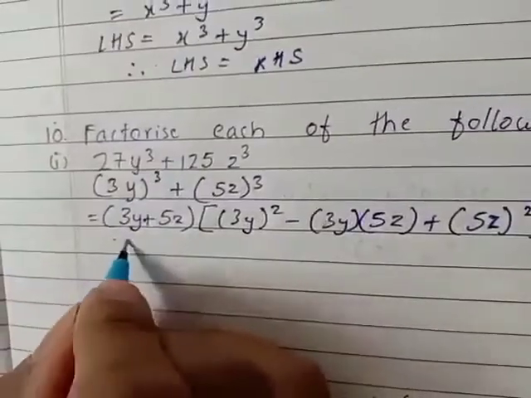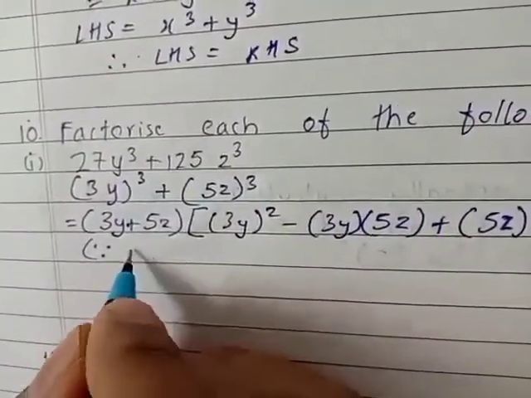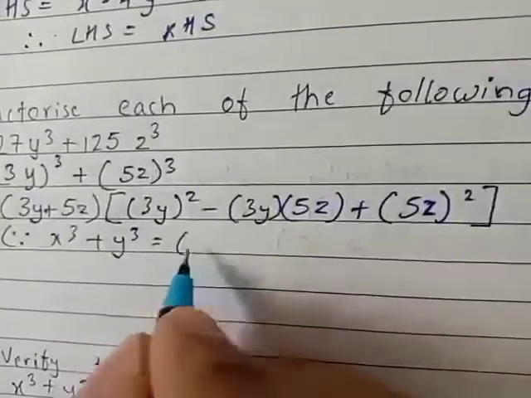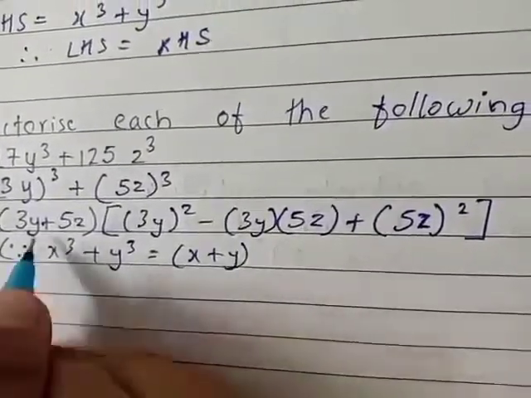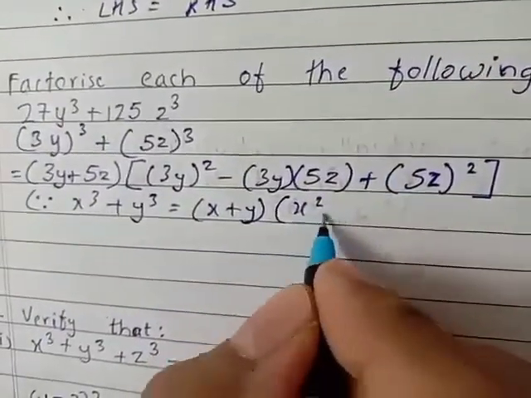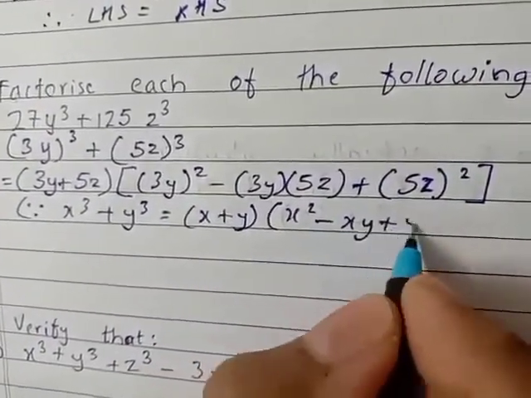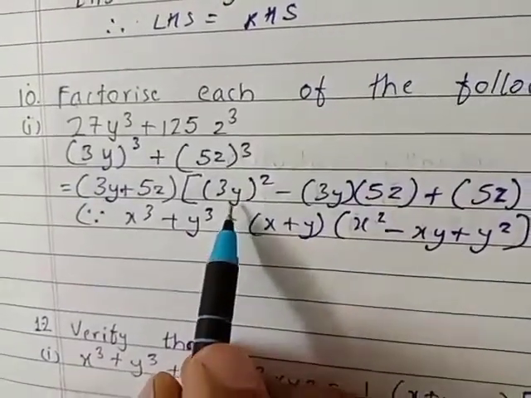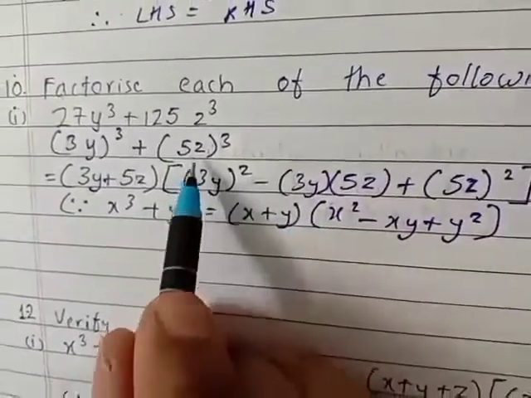Why? Because this is of the form x cube plus y cube, which equals x plus y into bracket x square minus xy plus y square. We have done the same. See here, what is x? 3y. And what is y? 5z.